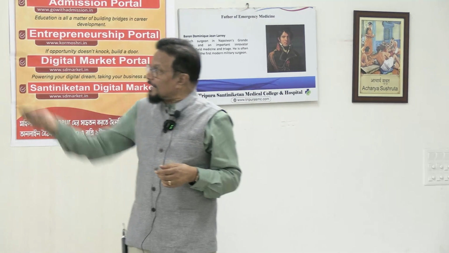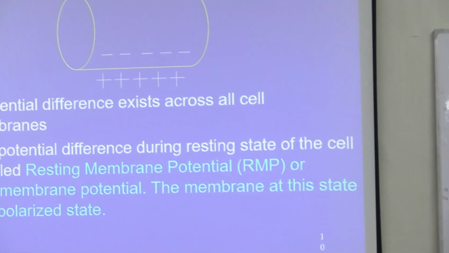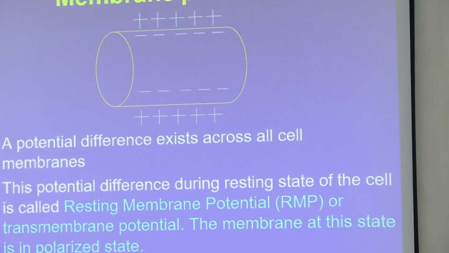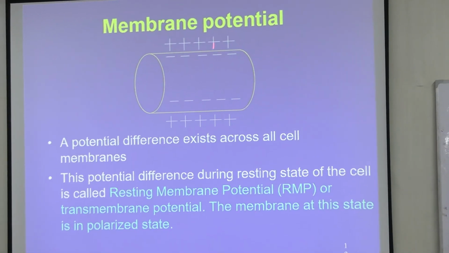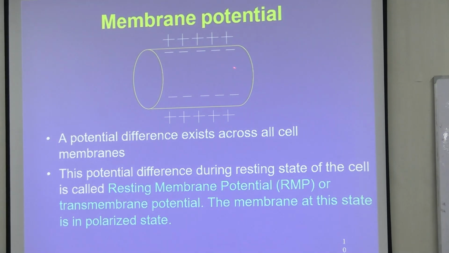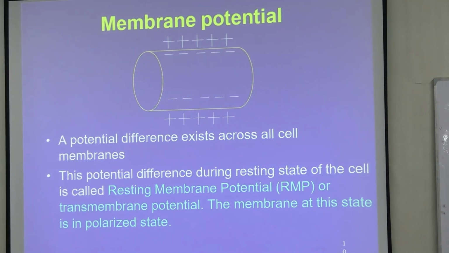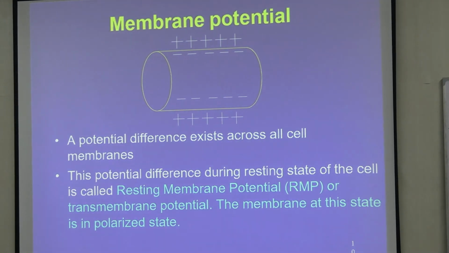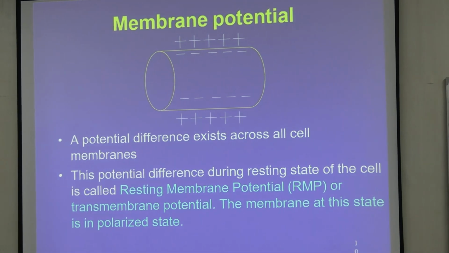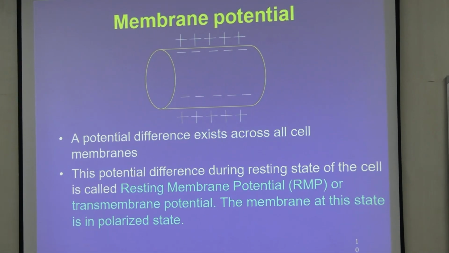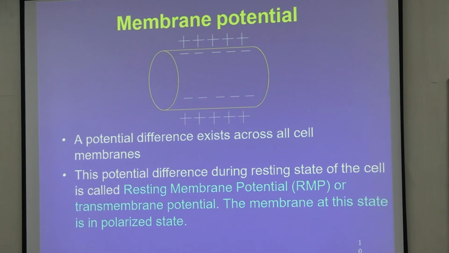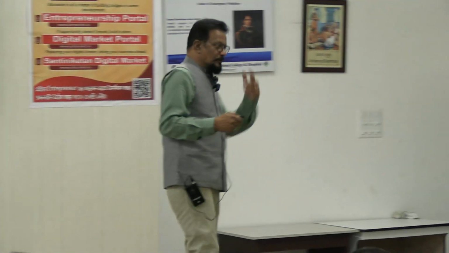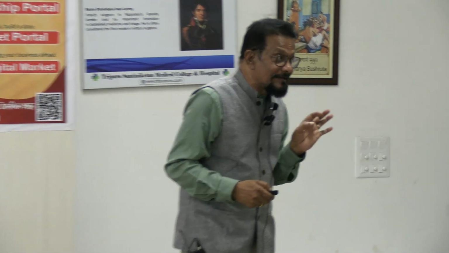Now you see this. Is it in polarized state? Yes. Because outside is positive and inside is negative, there should be a potential difference. When it shows potential like this, that means it is polarized. So this cell membrane is in polarized state. When there is resting membrane potential, we know the membrane is in polarized state.